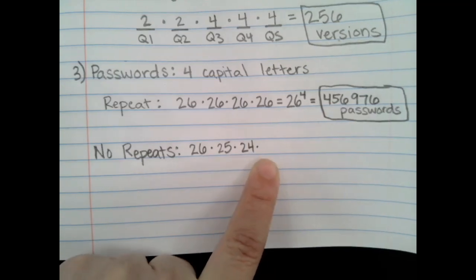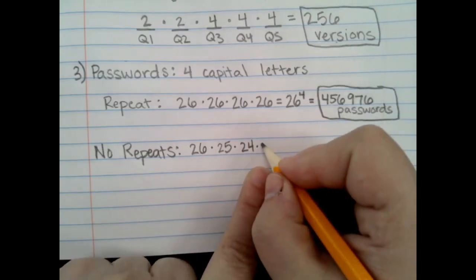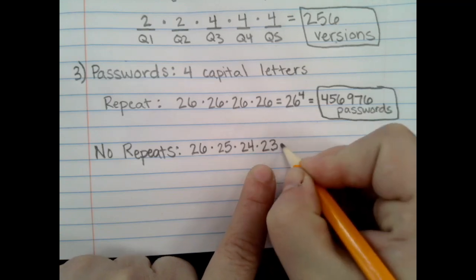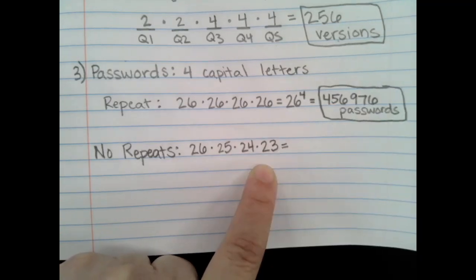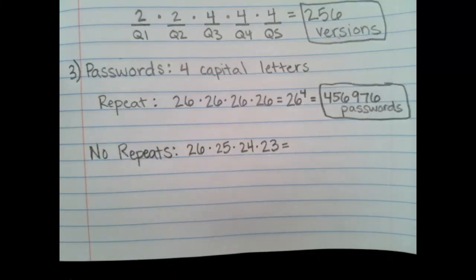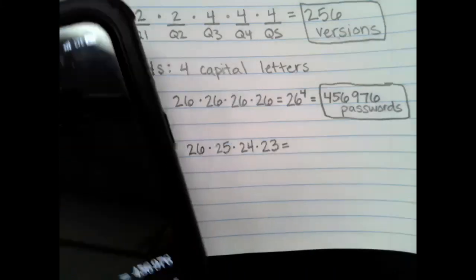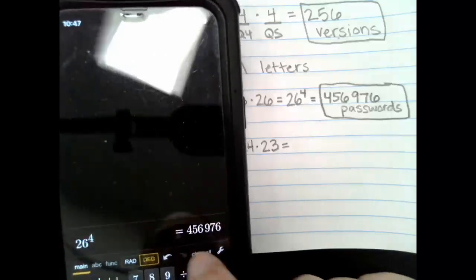Okay, that letter is used. How many is left? 23. So should this have more passwords or less passwords if we have no repeats? Less repeats. Yep, good, less. Because we're now taking away all those options of like A, B, C.